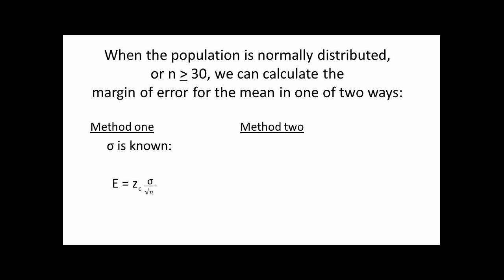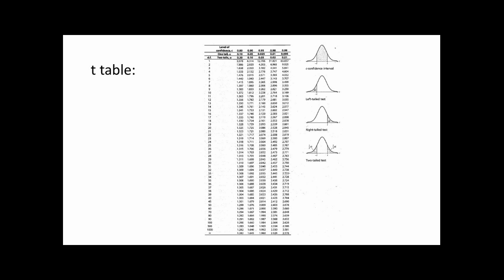In method 2, if sigma is not known, then we use a t-distribution to find the margin of error, and that formula says E equals Tc times S, which you may have to calculate, over the square root of n. Tc is a critical t-score, and that can be found by using a t-table. A t-table can be found at the back of your book and can be found online, including in the Learning Success Center's LibGuide site.